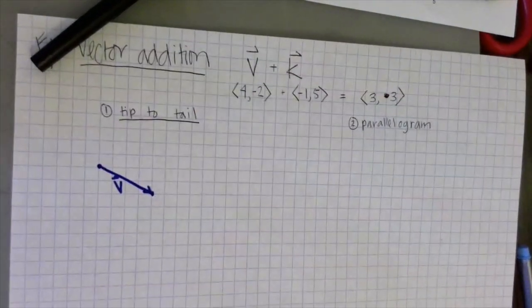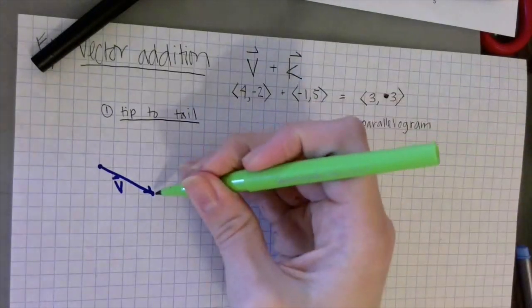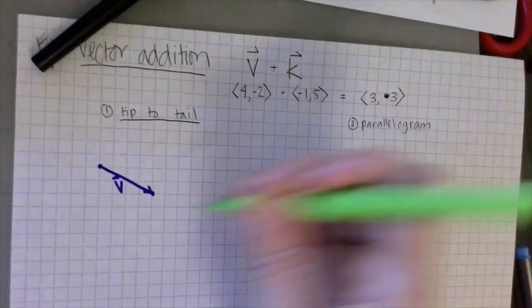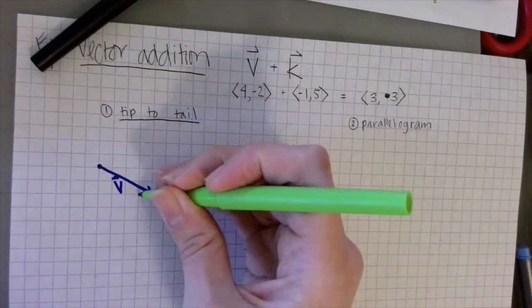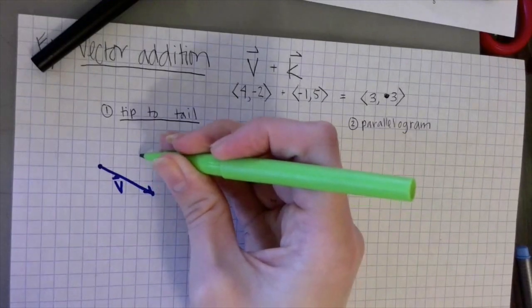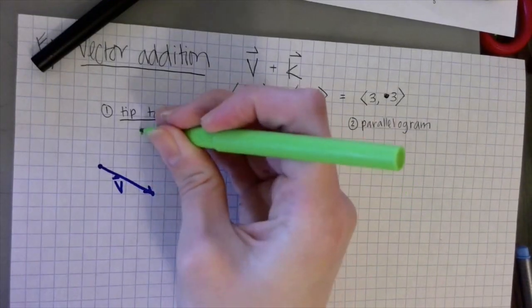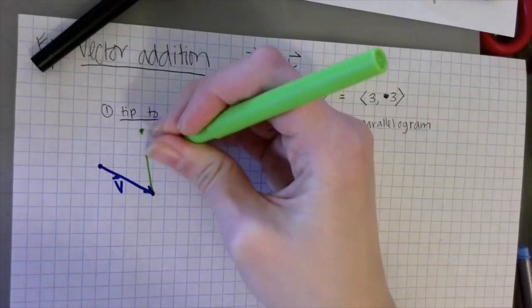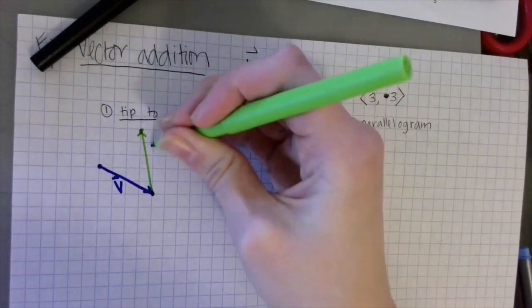Next, I'm going to start at the tip, or the arrow end, of vector v, and I'm going to add on vector k. Vector k tells me to go 1 to the left and 5 up. 1, 2, 3, 4, 5. So vector k goes from where vector v ended up to here. So there's vector k.